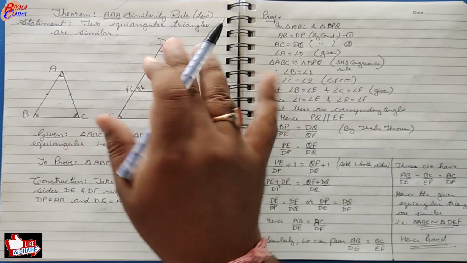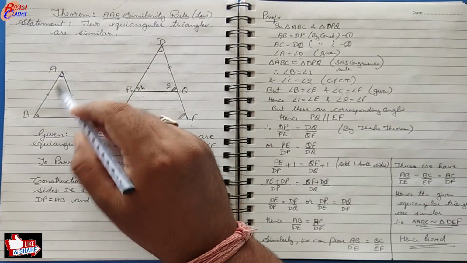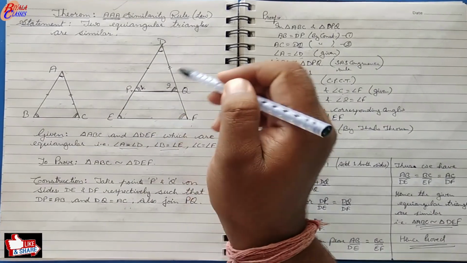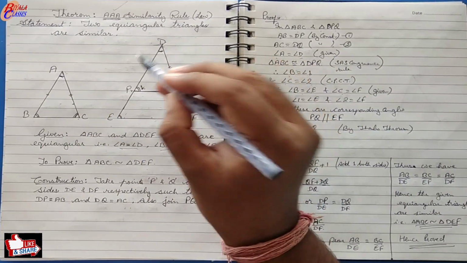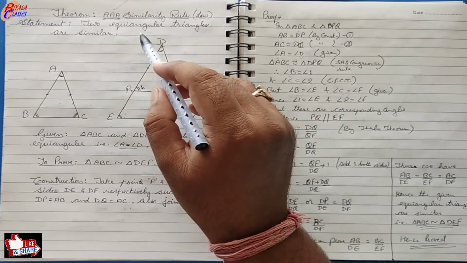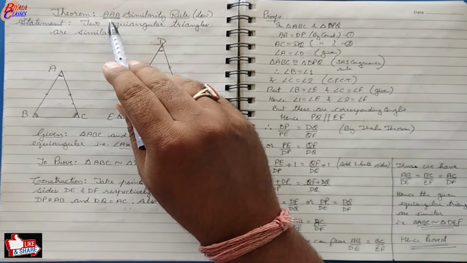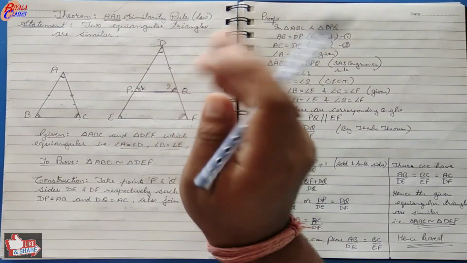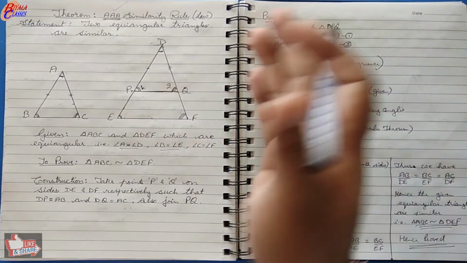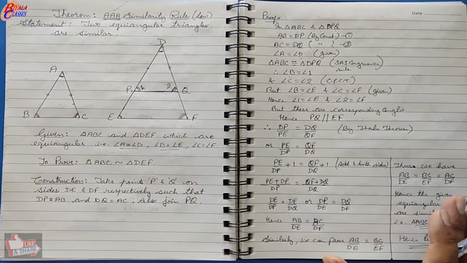So in general, if in a triangle only two angles of both the triangles are equal, then also we can say that the triangles are similar. In that case, it will be the AA similarity rule. So using the AA similarity rule also, we can say that the triangles are similar.